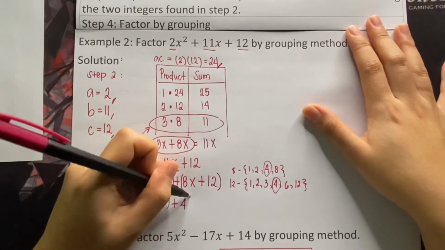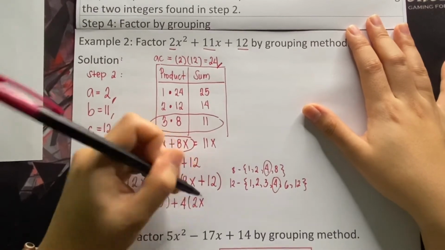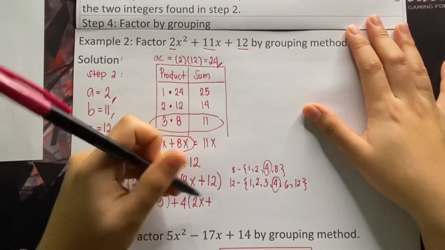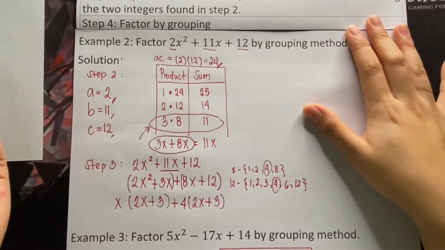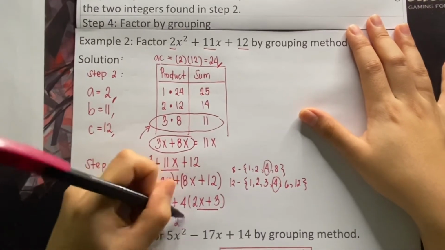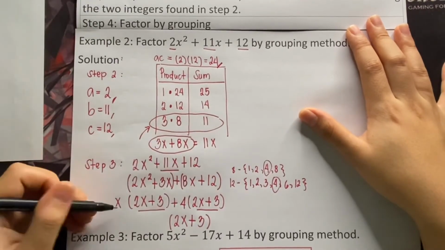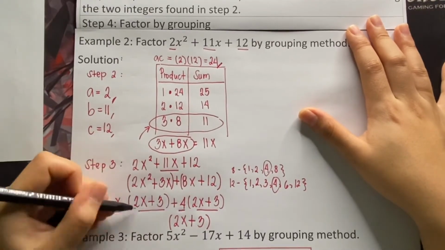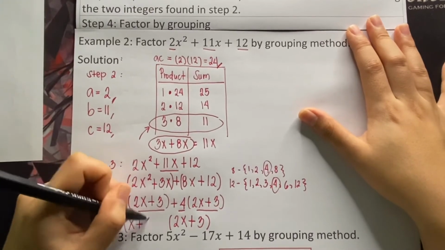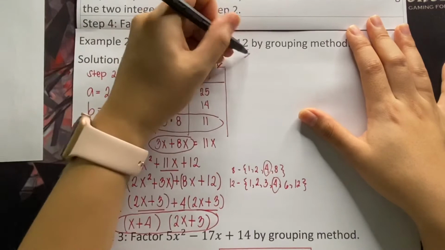Then, divide 8x divided by 4, 2x, plus 12 divided by 4, 3. Parehas tayo ng dalawang quantity. And then, write as 1. And then, combine together yung pinactor out natin. X plus 4. And that is the factorization of this given.